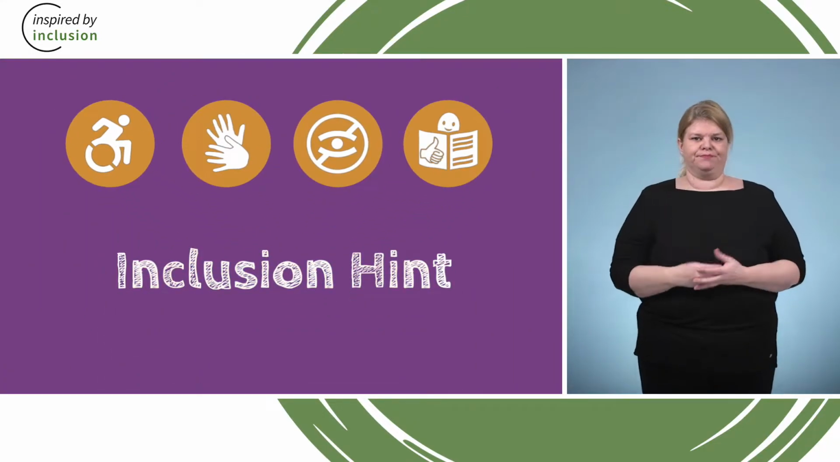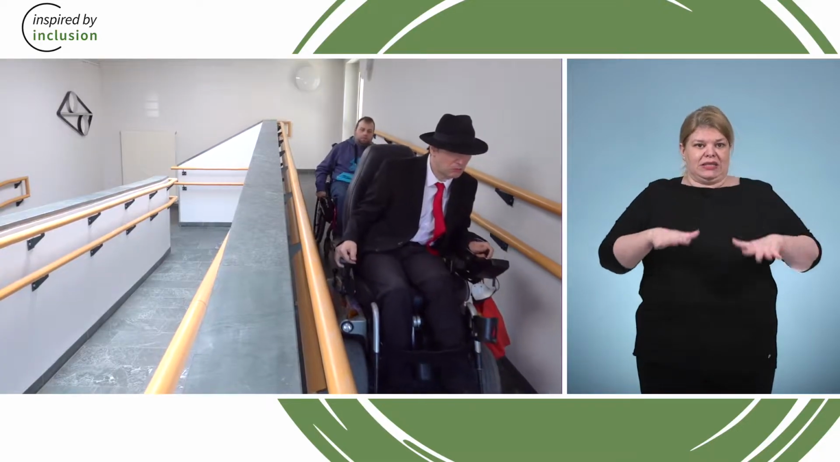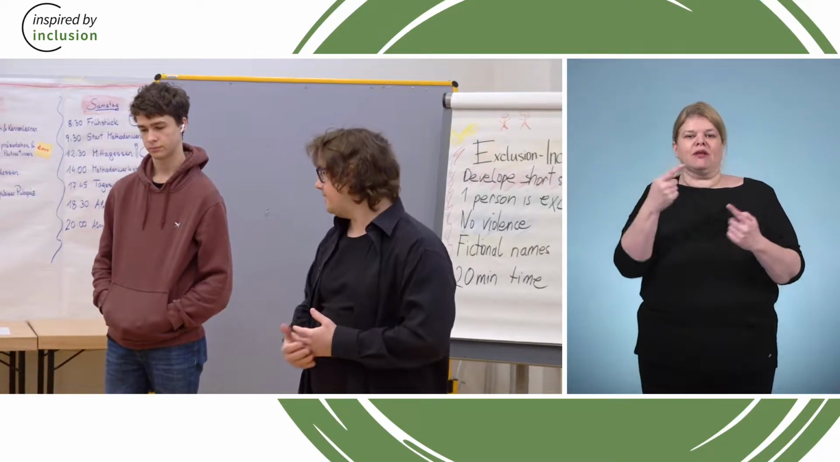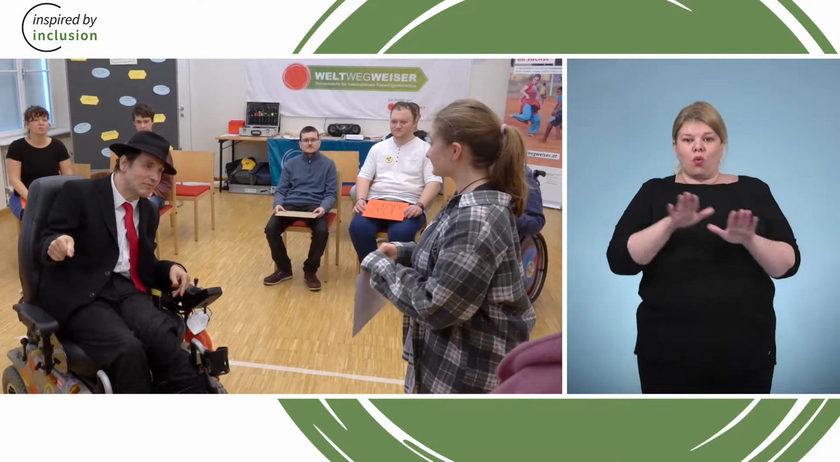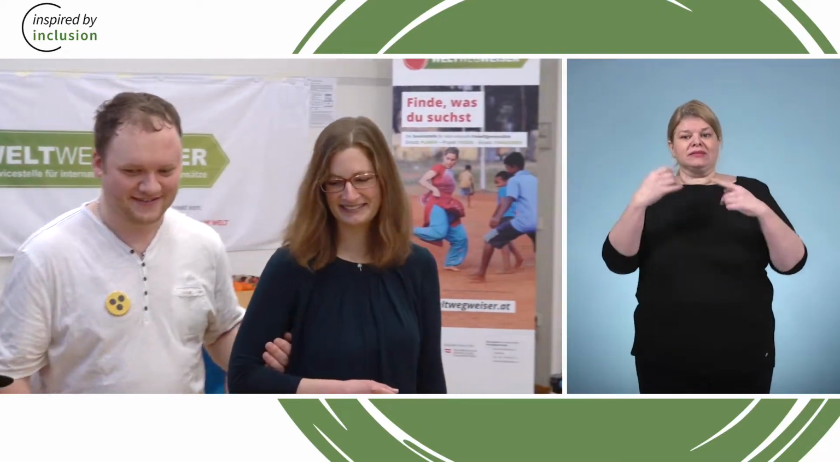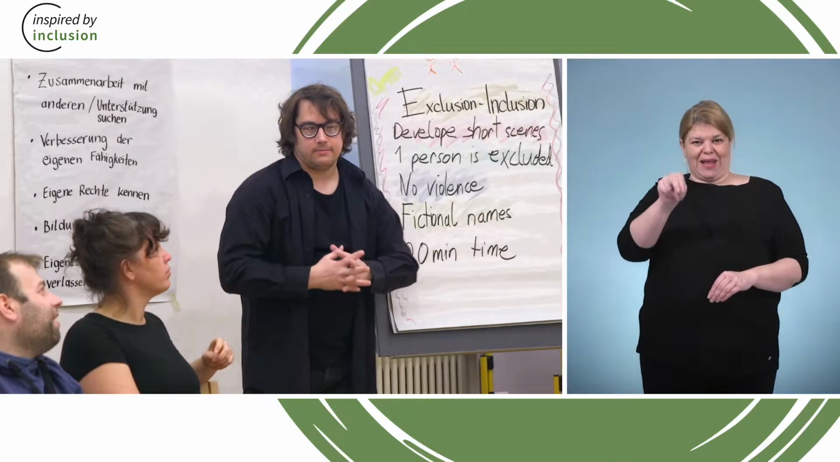Inclusion hint. Make sure the room is accessible for wheelchairs and check if you need a sign language interpreter. For people with visual impairment, it's important to describe what is happening, speak loudly, clearly, and act slowly. You can also make tandems so the participants with visual impairments can move around the room safely. More about this method by our trainer Ben.